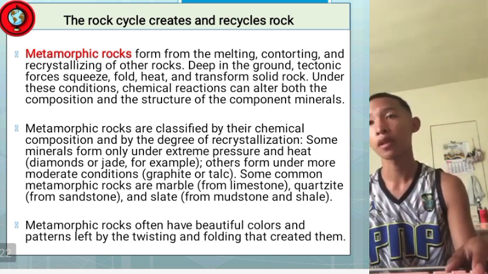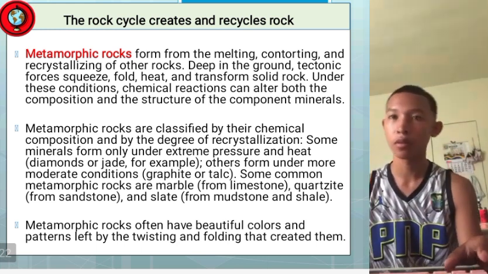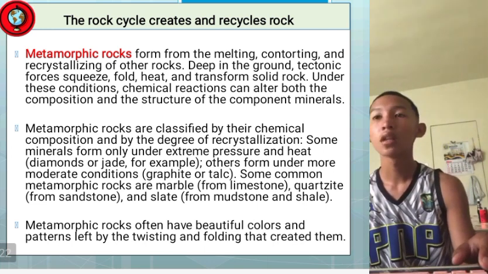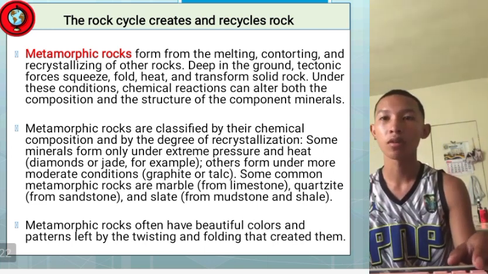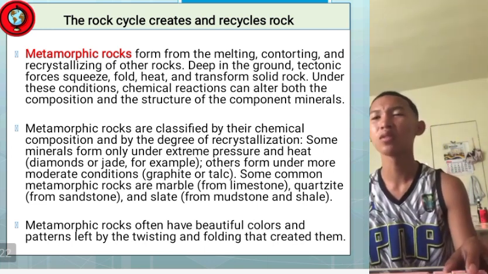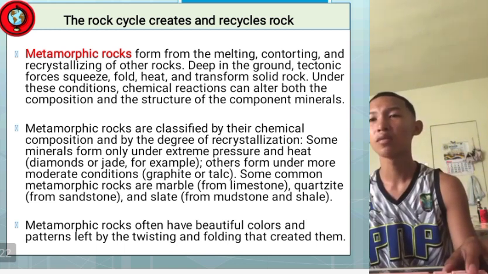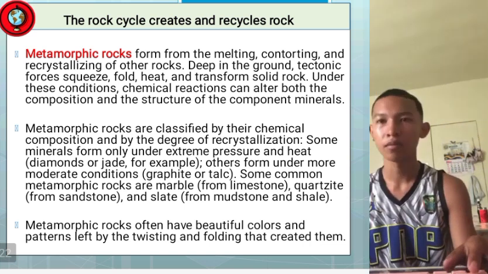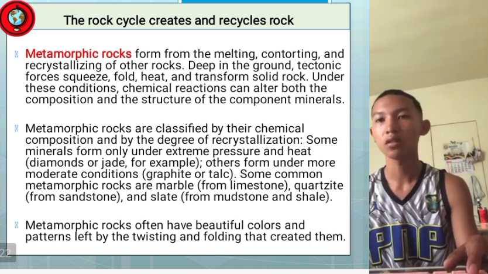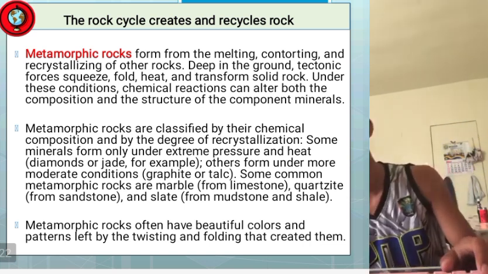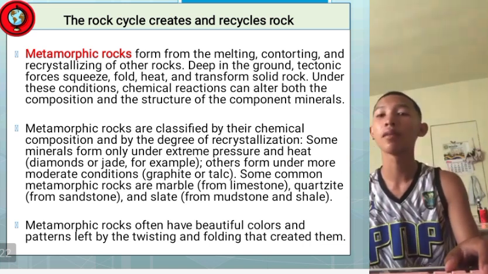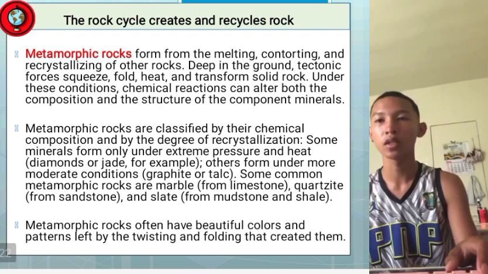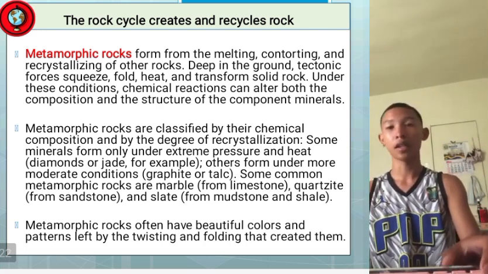Some minerals form only under extreme pressure and heat, diamonds or jade, for example. Other, more moderate conditions produce graphite or talc. Some common metamorphic rocks are marble from limestone, quartzite from sandstone, and slate from mudstone and shale. Metamorphic rocks often have beautiful colors and patterns left by the twisting and folding that creates them.